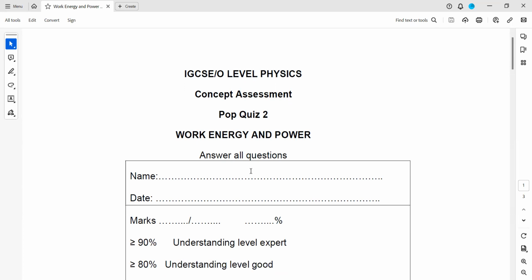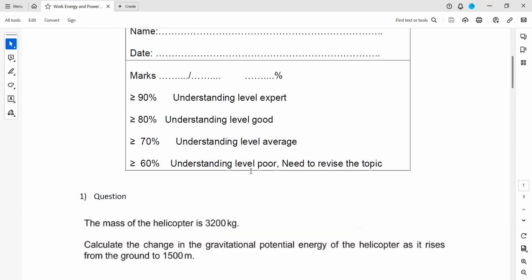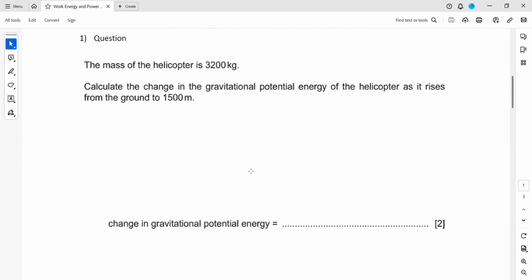So, work, energy and power pop quiz 2, which is related to the topic of work, energy and power. The mass of the helicopter is 3,200. We need the change in gravitational potential energy. In physics, whenever you think about how the marks are distributed, you have to write a formula. Whenever a question is there, always write a formula.